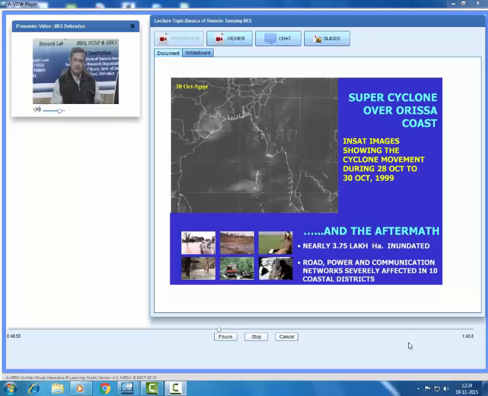Nowadays, IMD, using various models, is able to predict very nicely the hitting place, the landfall, when it will hit the coast, and what the inundation will be. They are predicting quite reasonably well. Recent examples are cyclone Phailin and Hudhud; you may be aware of all this.